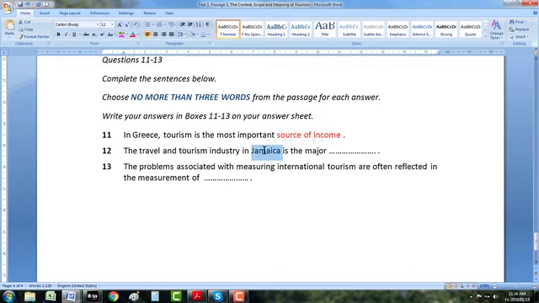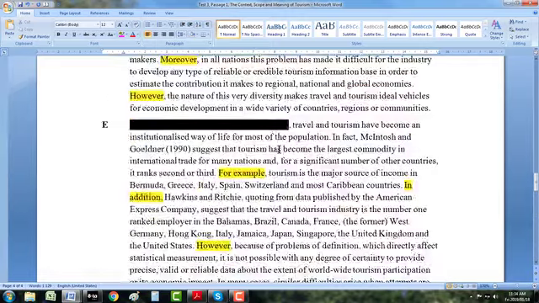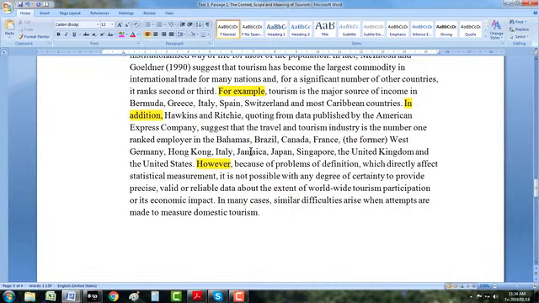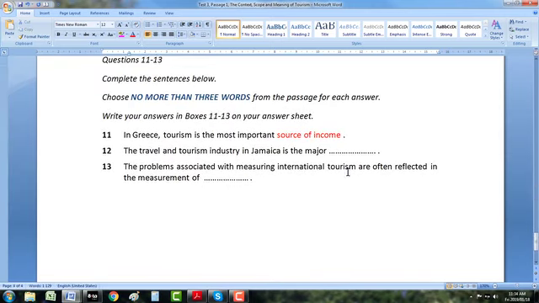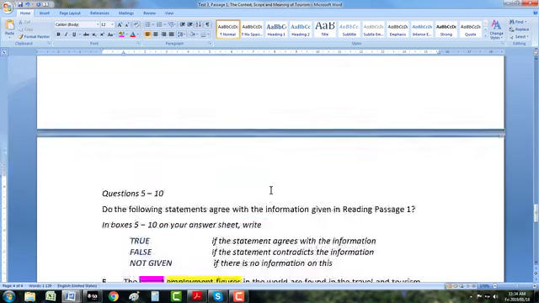The travel and tourism in Jamaica is the major what? Where's Jamaica? There's Jamaica there. In addition, so that was the for example. Here's the in addition. All of this, you don't need to know that. Travel and tourism is the number 1 ranked employer in all of these countries. So, number 1 ranked and major, it's the same thing. A lot of my students put ranked there, but look, we didn't check the grammar. We need to check the grammar. Most important, adjective, noun phrase. Major, adjective, noun or noun phrase. Measurement of, preposition, noun or noun phrase. So we're only looking at nouns or noun phrases.